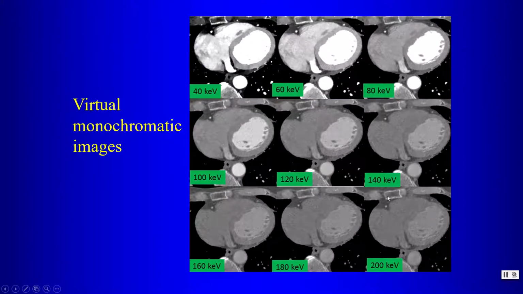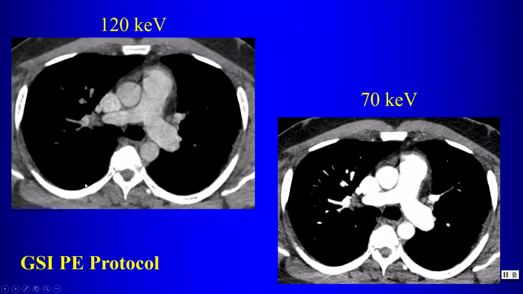Now, these reconstructions that we can get are really virtual monochromatic images. This is all done with post-processing, so we can generate these reconstructions. As if the patient was scanned at 40 keV, this is what the image would look like. This is what the image would look like if the patient were scanned at 200 keV. So you can see as we dial down virtually this keV setting, the iodine gets much brighter.